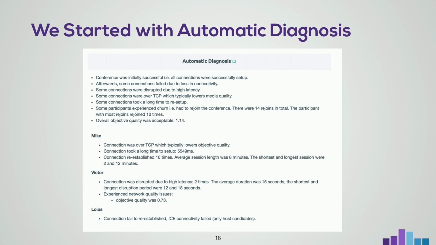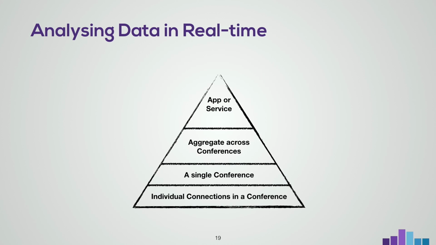But this works well for one single conference, and it's great for analyzing one conference. But it's a rule-based system, right? Because you are saying, if it's above this particular threshold, then something has gone wrong with a particular participant. But when you're analyzing data in real time, the amount of data that you're handling is quite high.